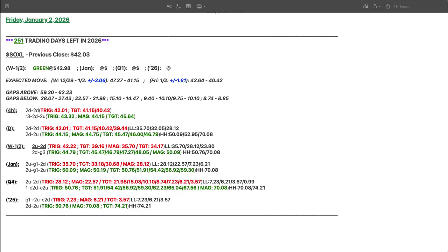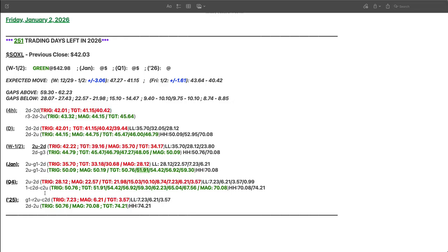So we do have a few intermediate targets here. So 33.18, 30.68 on our way down to 28.12. Now to the upside, we could go 2-1, 2 up. We'd have to reach 50.09 to trigger that, and there's not a large magnitude there. It'd just be 50.19. But we do have the extended targets out here, 50.76, 51.91, and so on, right?